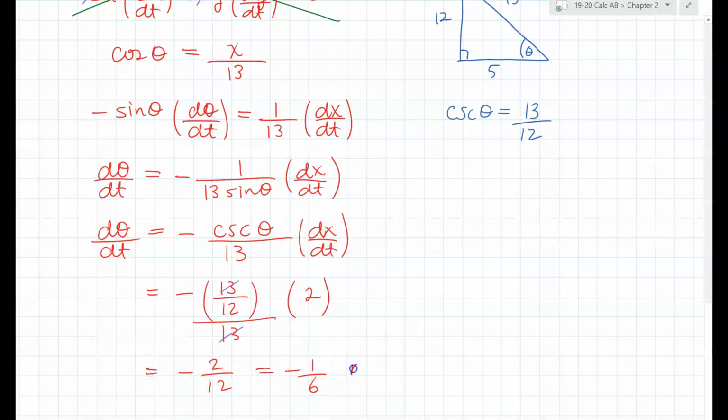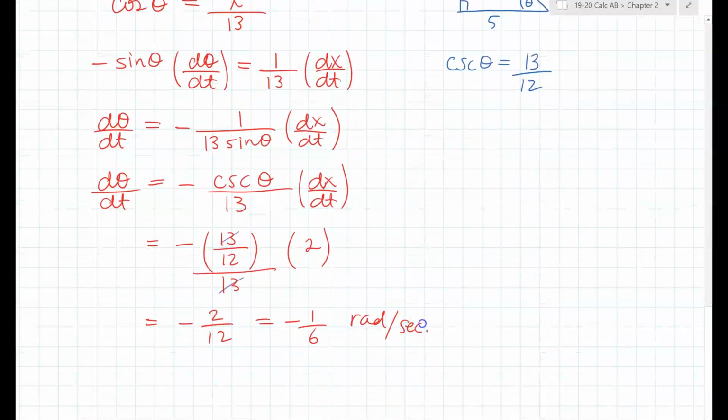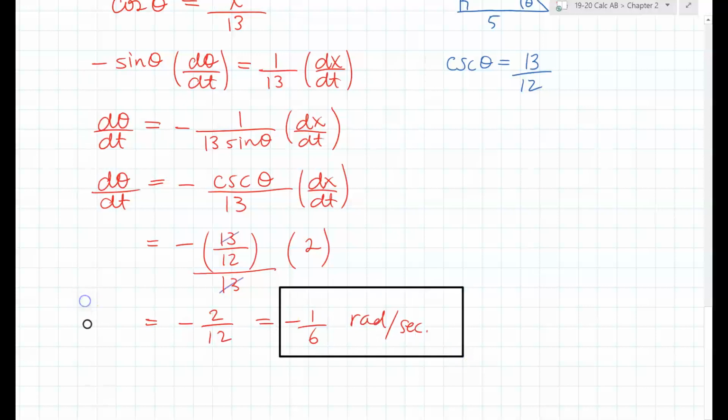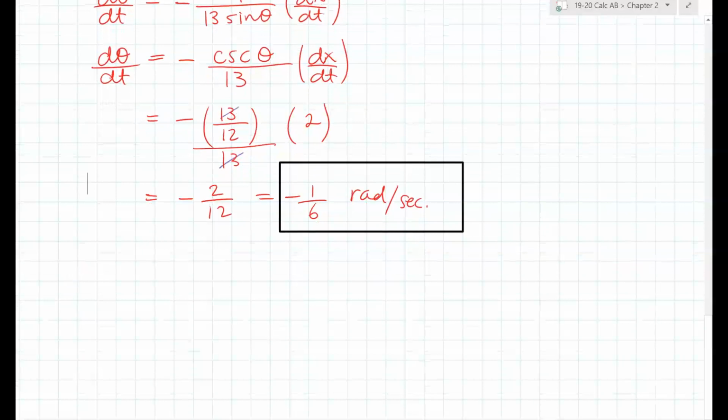Now that's an angle, so it's radians per, what are my units? Seconds, right? So radians per second. So there's my answer. Now, does it make sense that the answer is negative, or should I be worried? Yeah, if the ladder is going down, if it's falling, that angle is closing, right? So it makes sense that the angle is getting smaller.